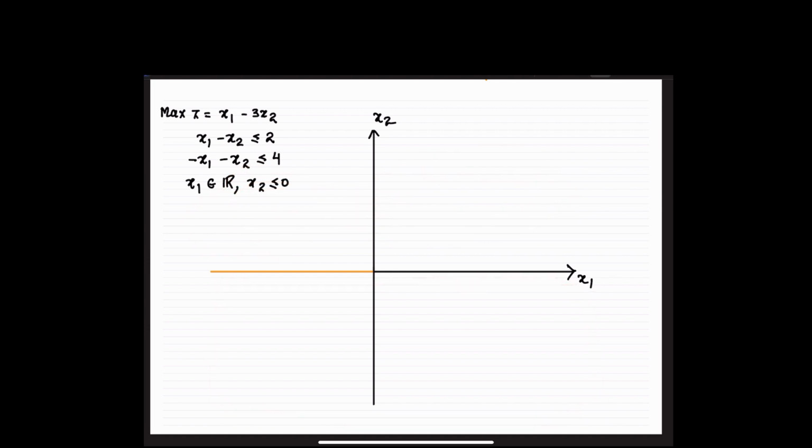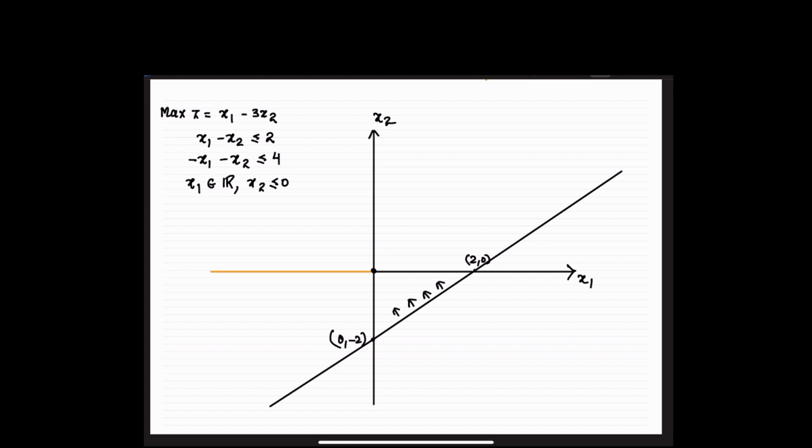Now we can start plotting the constraints. Let's plot this one. When x2 is 0, x1 is 2. When x1 is 0, x2 is minus 2, that is the point 0, comma, minus 2. So these are the points. And the feasible region is on which side? Put 0, comma 0. 0 minus 0 is satisfying. So the region is towards the origin. And this is the origin.